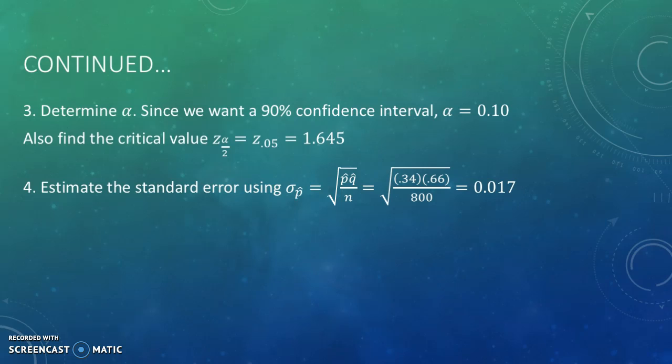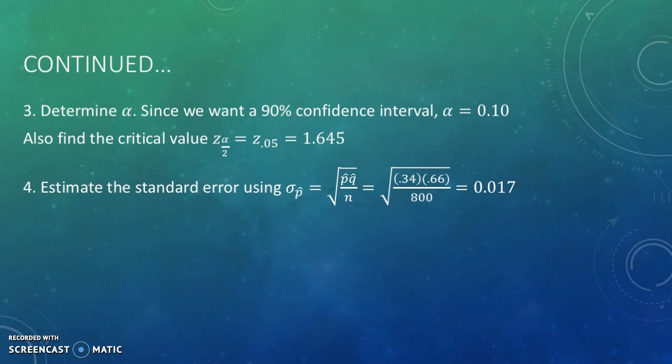Then we want to estimate the standard error of the mean, or standard deviation, using the square root of p hat times q hat over n. I mentioned this in class before, but for this particular formula, you don't have to worry about parentheses or order of operations in your calculator. You can just type the square root function, do not close any parentheses, type the value of p hat, press the multiplication sign, type the value of q hat, press the division sign, type the value of n.